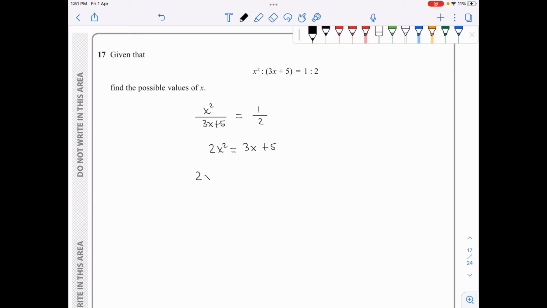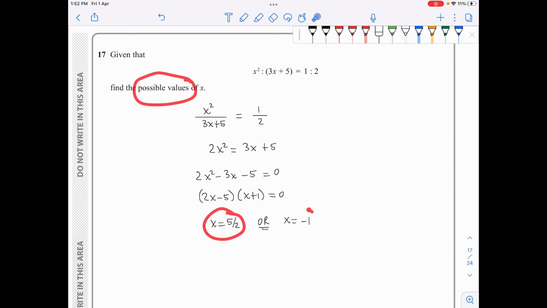Collect everything on the left hand side. And then I will factorize this to 2x minus 5, x plus 1. Which leads to x being 5 over 2 or x being minus 1. So I was expecting more than one possible value because of the wording of the question. I got 2 values, 5 over 2 or minus 1.